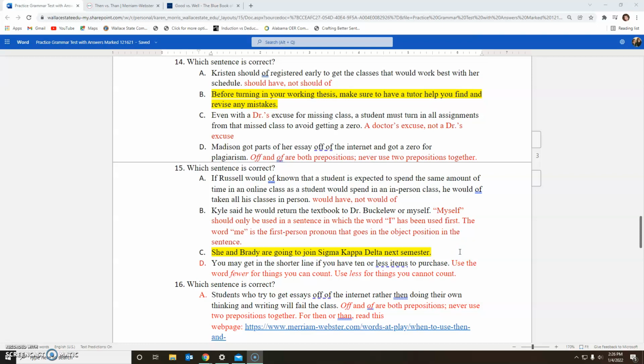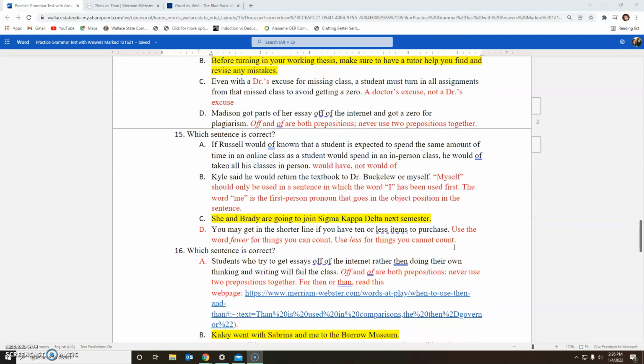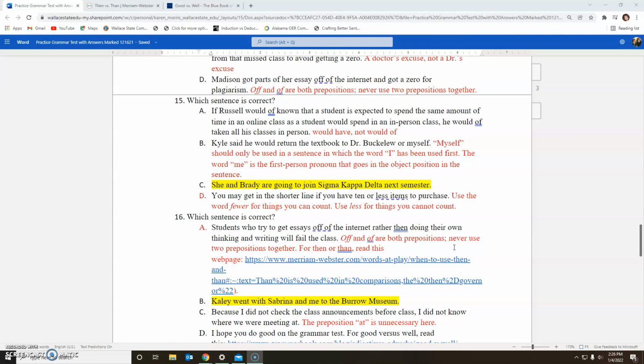Next, we have the correct answer. She and Brady are going to join Sigma Kappa Delta next semester. That is the English Honor Society here on campus. Make sure you join if you qualify to do so. It's a lot of fun, and it looks great on a resume.